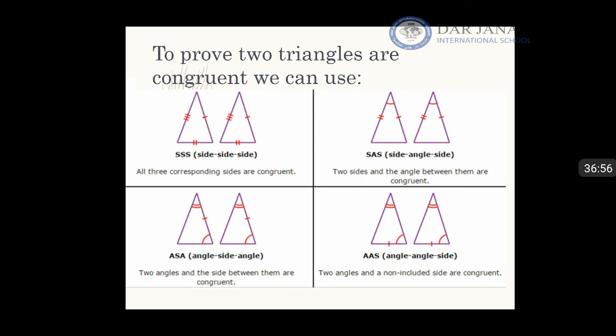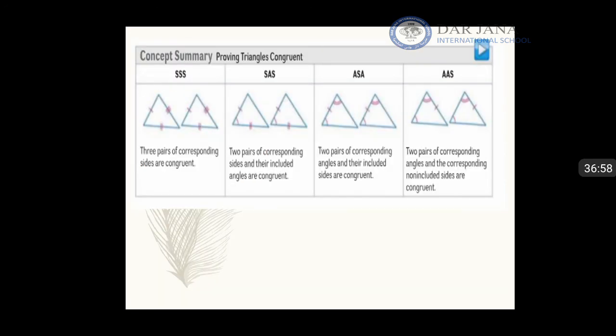And here's the summary for proving triangles congruent. SSS, 3 pairs of corresponding sides are congruent. SAS, 2 pairs of corresponding sides and their included angles are congruent.